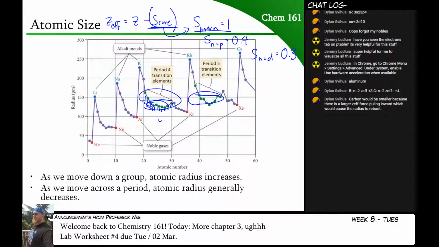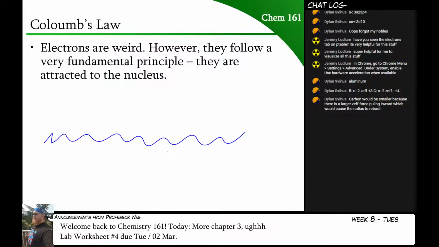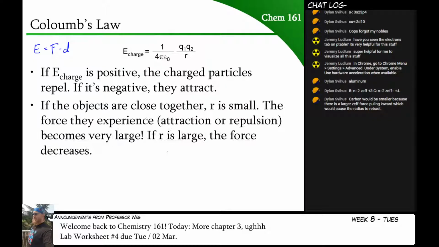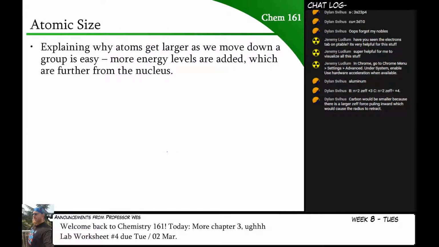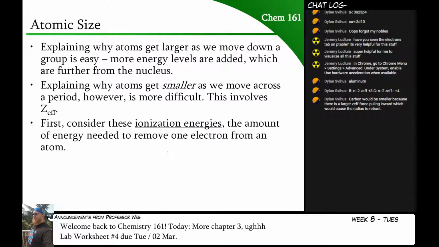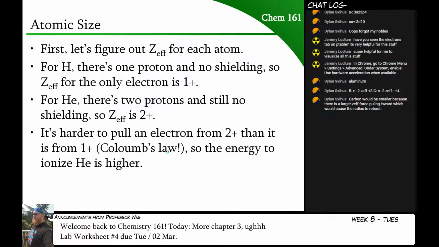That's atomic size. We care about n, check n first, and then check ZEffective if both the n's are the same. If both the n's are not the same, you don't even have to worry about ZEffective. Just ignore it. Choose the bigger n, and that's the bigger atom. Alright, I get to skip through all these slides because we've basically just done everything here. You can calculate those for practice if you want to. We're going to talk about ionization energy a little bit later.